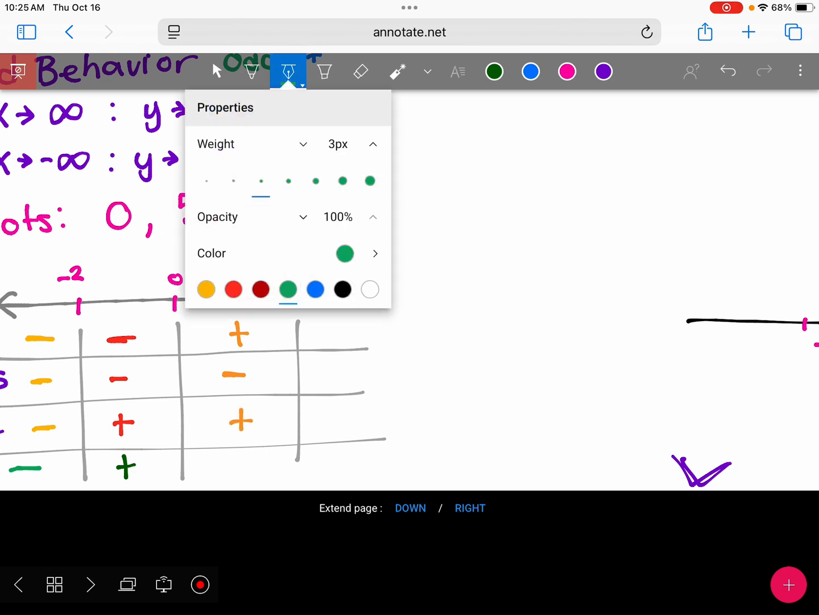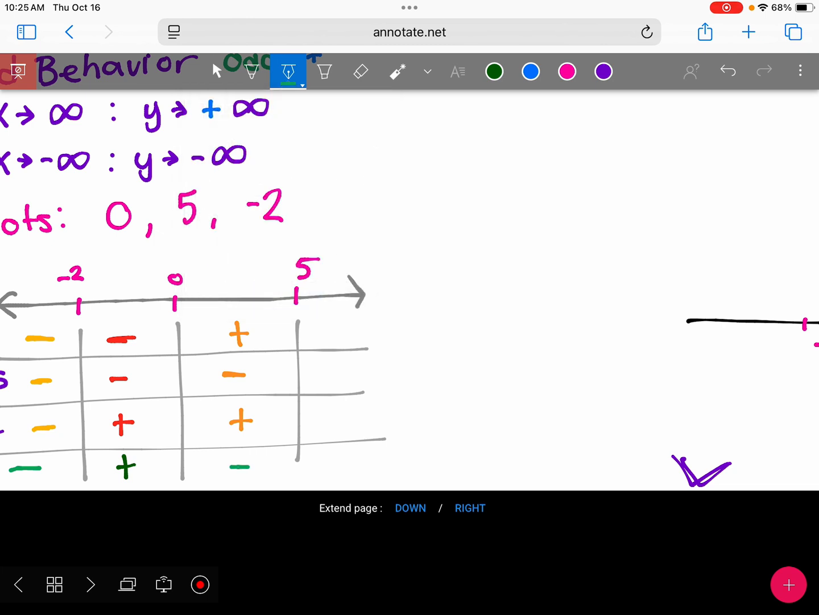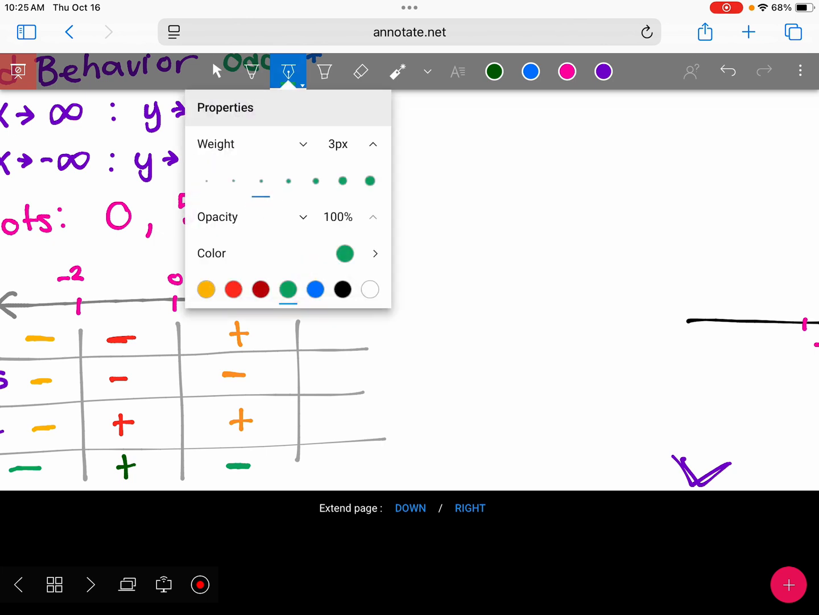So my whole function, positive or negative? Because we have a positive times a negative times a positive, we have a negative. One last section to go on this one.